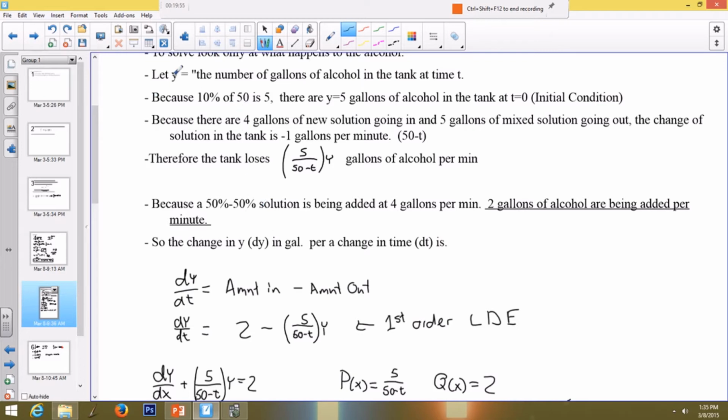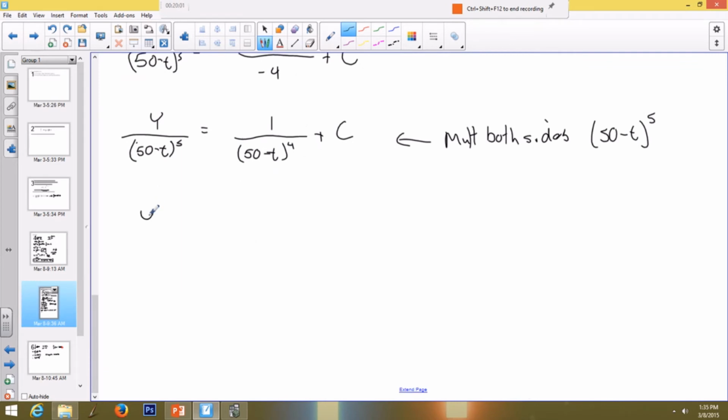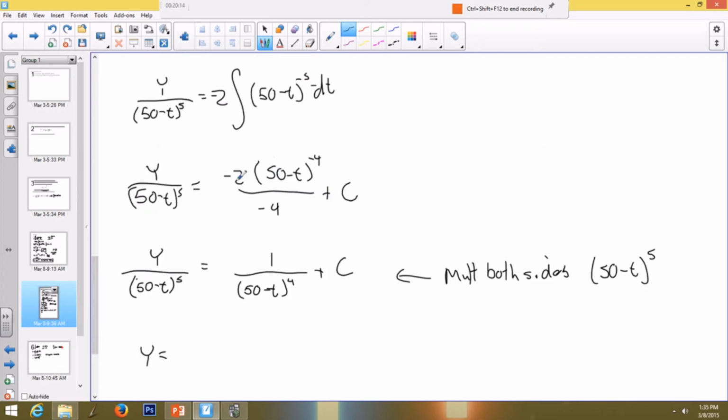Remember, we're trying to find y, the number of gallons in the tank after time t. Okay, so let's do that. So I get y equals, when I multiply (50 minus t) to the fifth times 1 over (50 minus t) to the fourth. And did I lose anything? No, I didn't lose anything. I'm good. I thought I lost a constant somewhere here, but we canceled it out there.